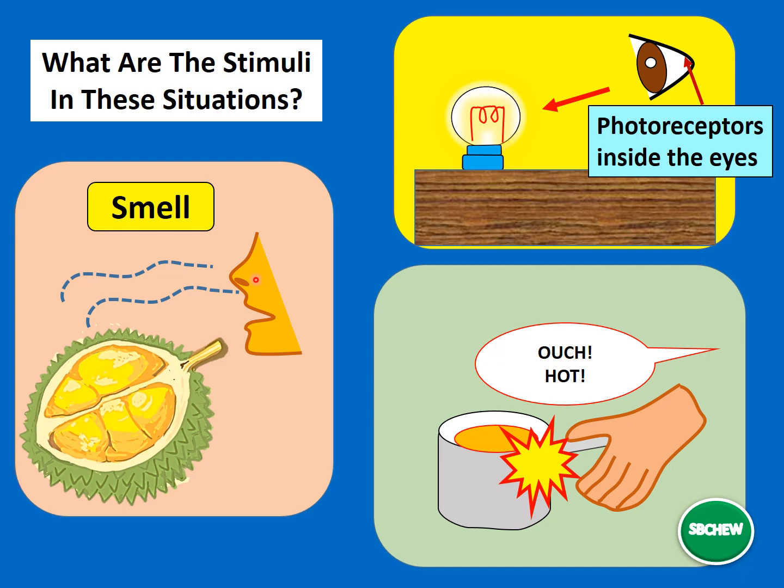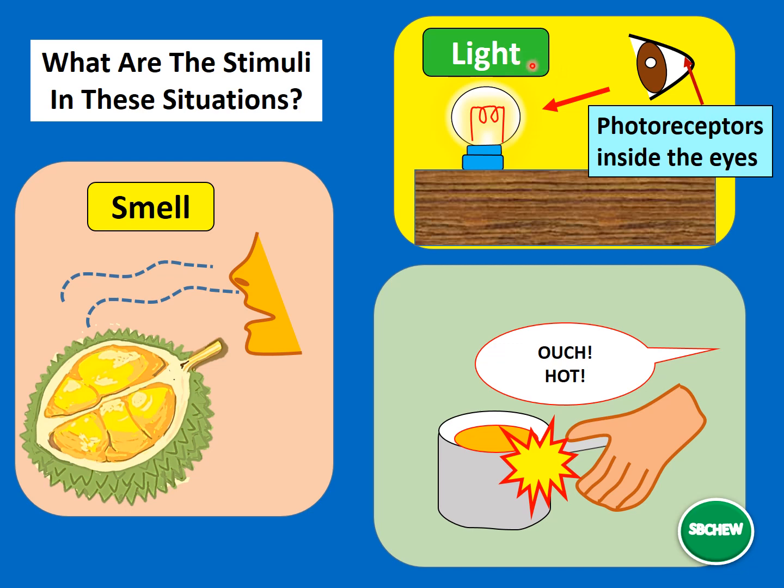Okay, so the nose receptors are stimulated by the chemicals that come out from the durian. To some, the smell is fragrant, and to others, it may be repulsive or not nice to smell. Now, let's go on to the second situation. In this picture, what is the stimulus? Yes, it is light from the light bulb.